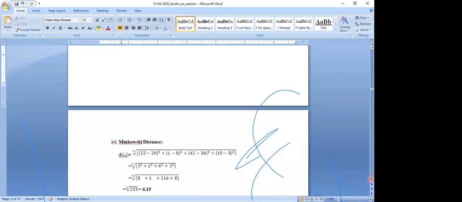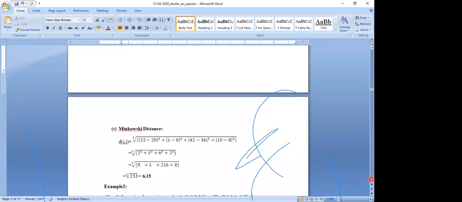Next is the Minkowski distance. Here in the Minkowski distance, he has given p equal to 3. So here we take the cube root of the value, where we take the modulus of each difference cubed: 22 minus 20 cubed, plus 1 minus 0 cubed, plus 42 minus 36 cubed, plus 10 minus 8 cubed. After that, we get the cube root of 30. Fine, we are going to get the value.